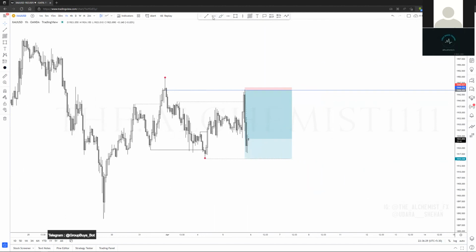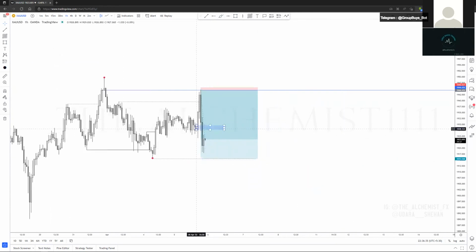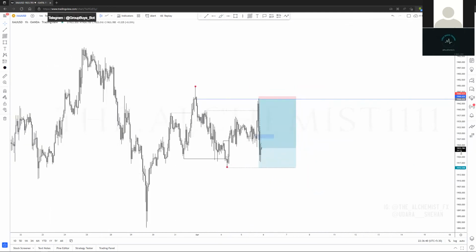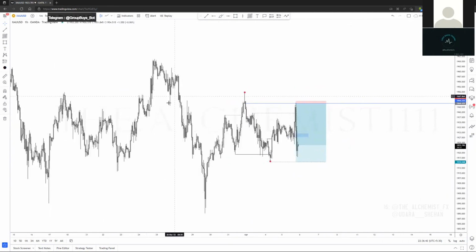So this right here will be another good zone to look for sells from the breaker. See the breaker right here, so we can even look for sells from here. But can you understand that example? Same thing on this.